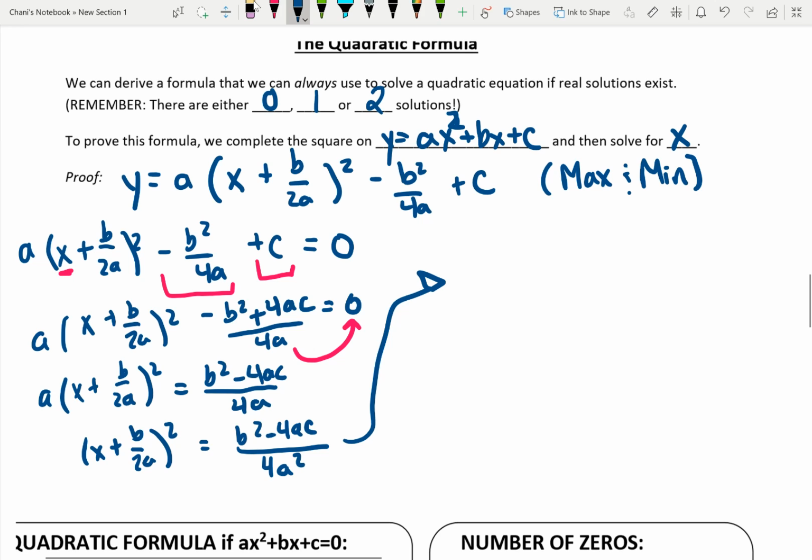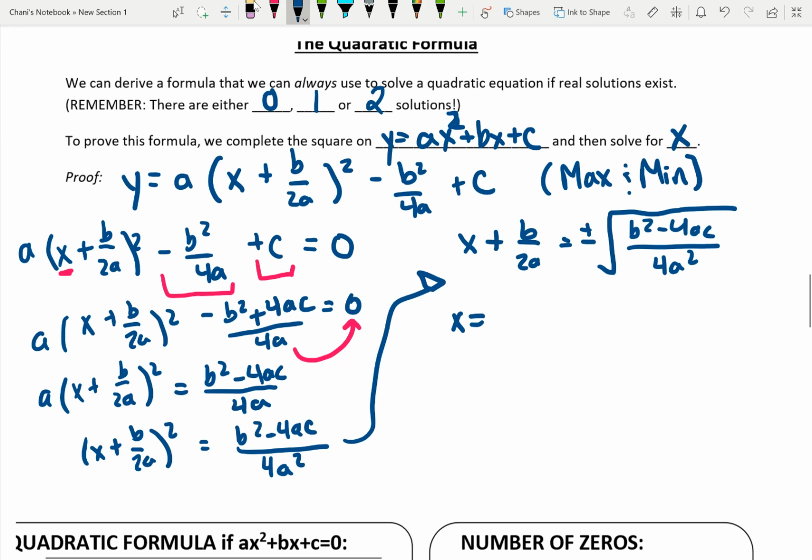Okay, now I want to take the positive or negative square root. So I get x plus b over 2a equals plus or minus the square root of this whole thing. Okay, so now notice that 4a squared is a perfect square, so its square root is actually just 2a.